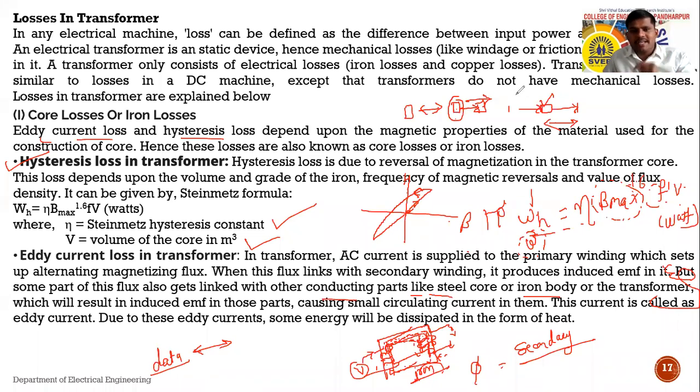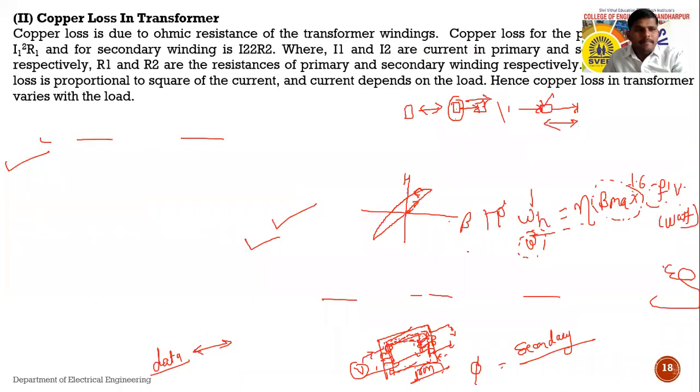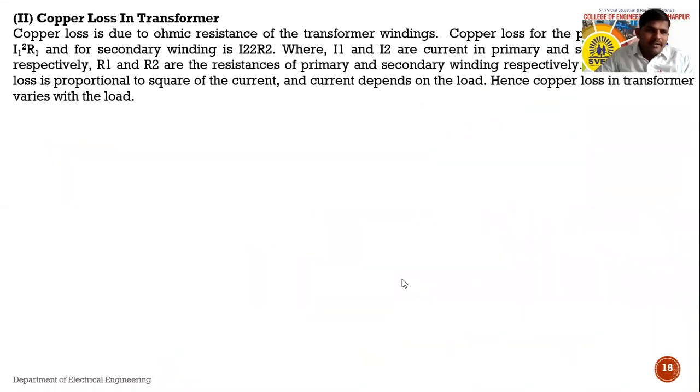Getting? So these are the two types of losses, that is hysteresis loss and eddy current loss. Similar losses happen in the case of a DC machine also. Getting, all of you? Give me a reply. Getting now? Hello?